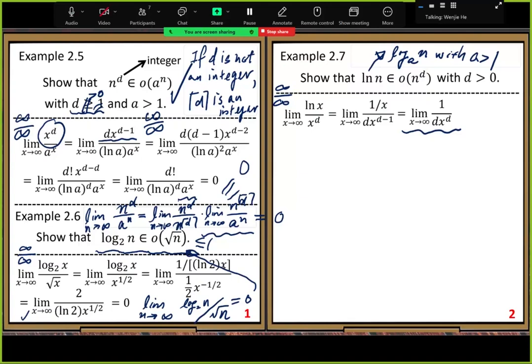The numerator is the constant 1, and the denominator, when x goes to infinity, goes to infinity, because d is a positive number. X to the d is a positive power, so this power function also goes to infinity. 1 over infinity, its limit is 0. Then we go back to the discrete version.